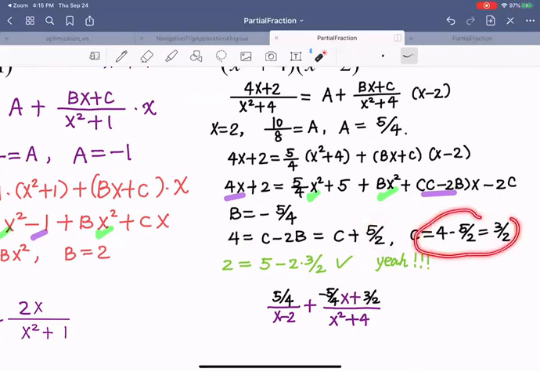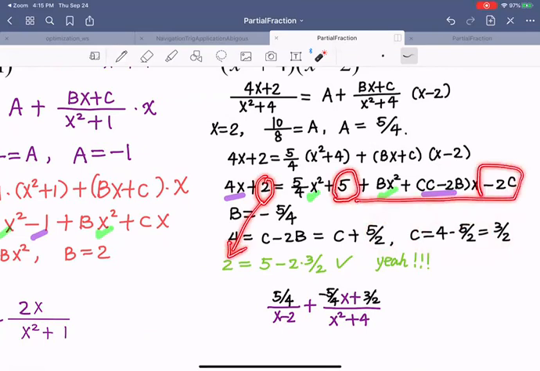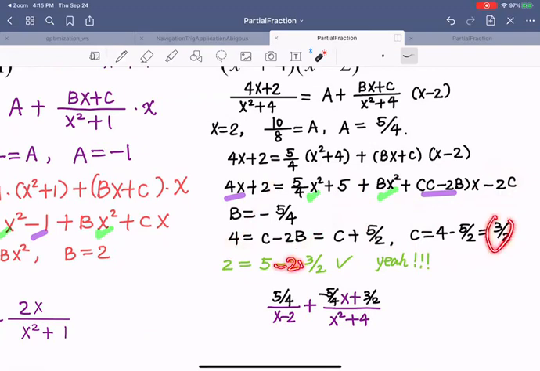But when you come to here, don't think everything is done. You want to double check your constant term. Your left side constant term is 2. Your right side constant term is 5 minus 2c. With c as 3/2, you want to verify if this is true: 2 equals 5 minus 3. True. Yay. That's the answer.